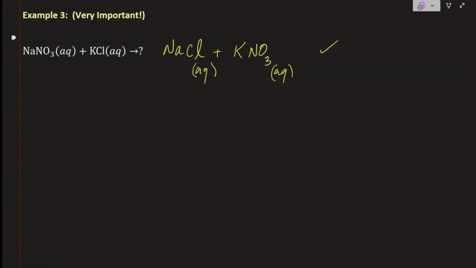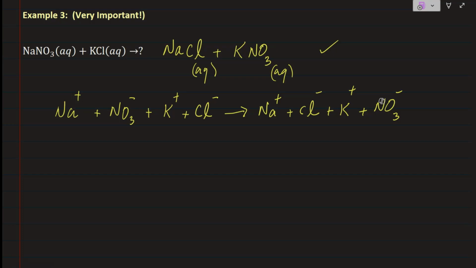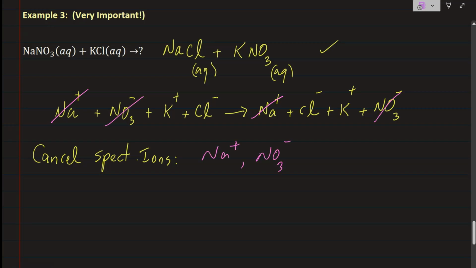And now we're just going to break it apart into the ionic form. So let's go ahead and do that. So you will get this. Very straightforward. You just break it up into the ions in each one, and they are aqueous compounds. So now that we have that, we have to cancel all the spectator ions. Well, we have the sodium and sodium. That's one. The nitrate and nitrate. You see what's happening here? We have the potassium and potassium, and also the chlorine and chlorine. That's gone.